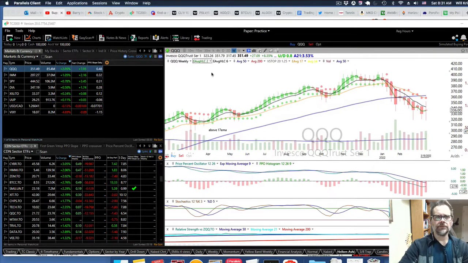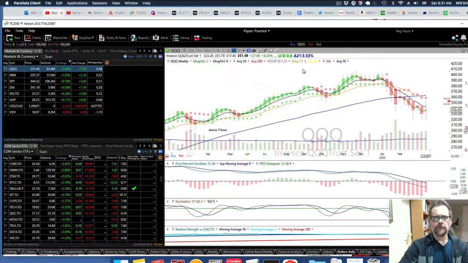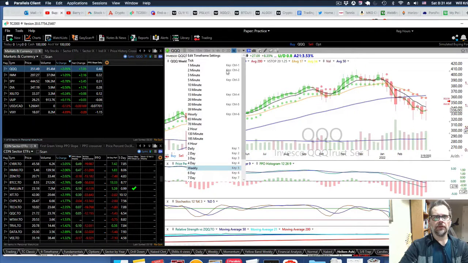So up here in TC2000, if you click on the symbol, the weekly, and you edit, you can see here it's on Heiken Ashi. I usually use candlestick, and then you can pick the colors you want, how the fill is, if it's a filled candle or not, stuff like that. And then you've got time frames up here. If you want to see a different one, there's a little arrow, and you can pick a whole bunch.